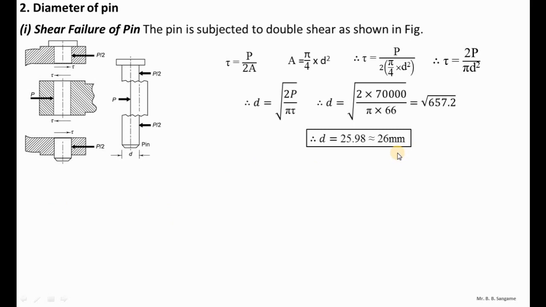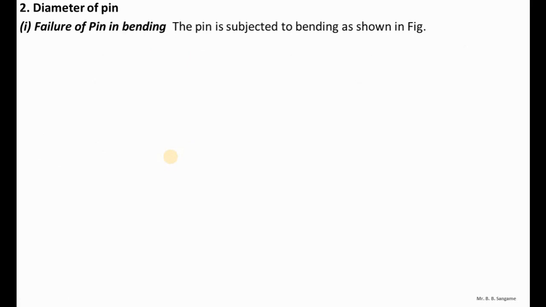Okay, so also we know that failure of pin in bending is also possible if the assembly of pin, eye and fork has a clearance fit. In that case there is a possibility of bending failure of pin. So let us calculate the diameter of pin according to the bending.